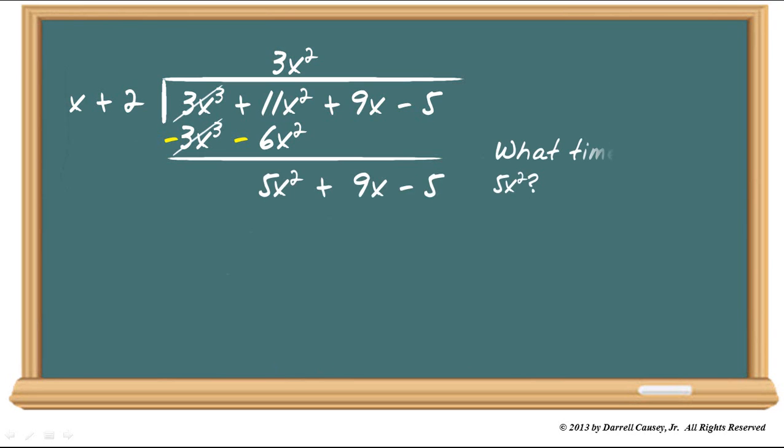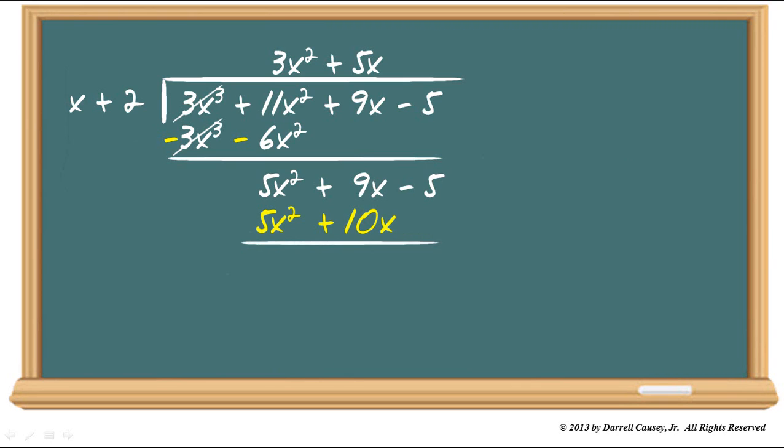Again, ask myself the question, what times x is 5x squared? Well, that would be 5x. So 5x times x is 5x squared. And 5x times 2 is 10x. Change the signs and add. And those cancel out. And negative x, bring down the minus 5. And we're ready for the next question.